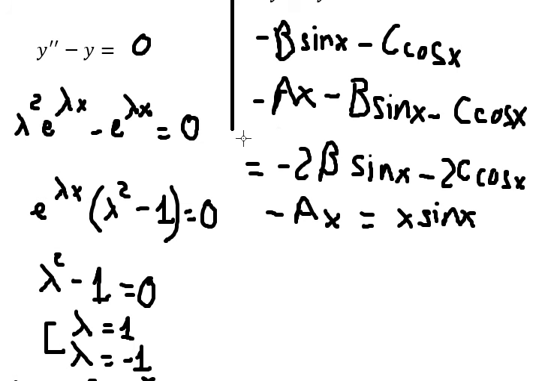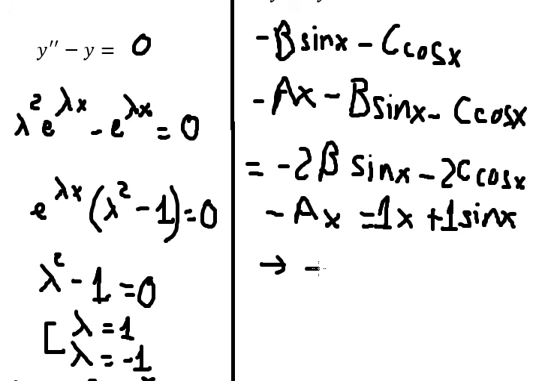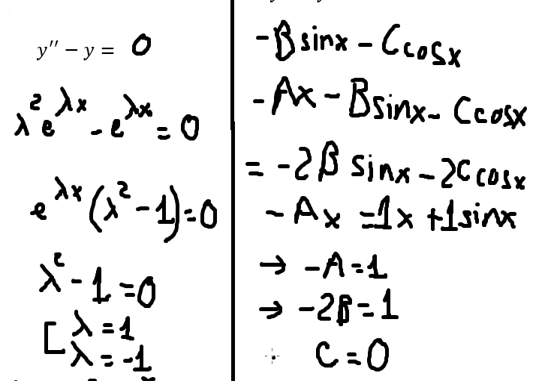So in this situation, we can see that this one we have number 1. This one we have number 1. So negative a equals to number 1. Number 1 equals to negative 2b. So because we don't have cosine s, c equals to number 0.